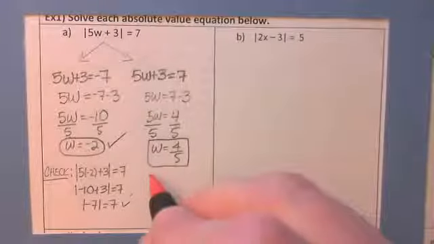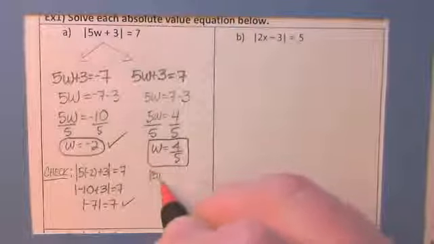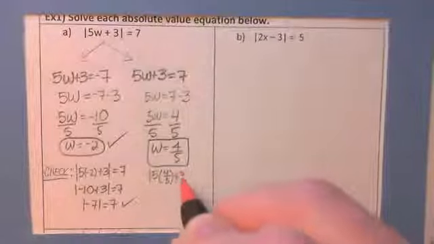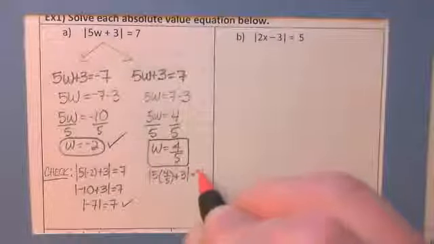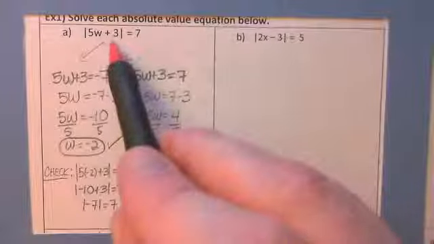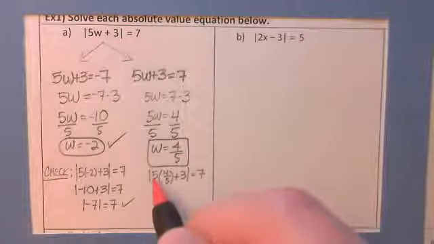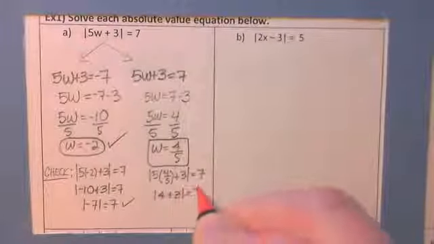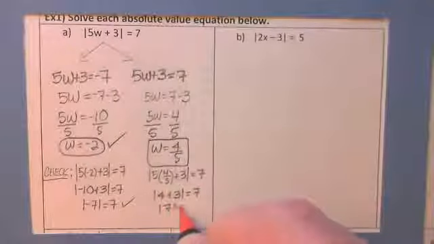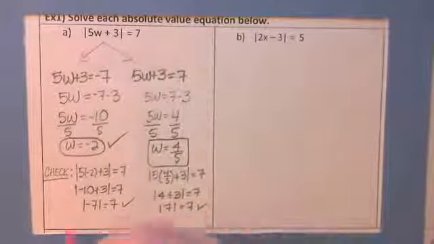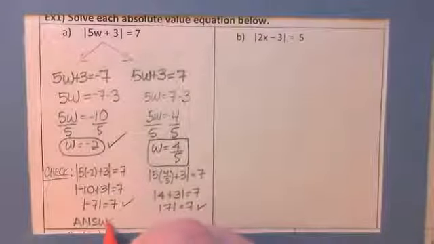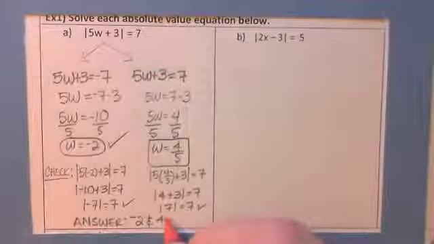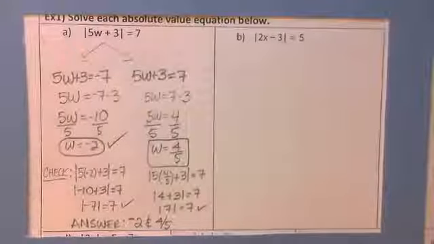Let's do the same thing with our other value. We're going to do 5 times the answer that we're checking, which is 4 over 5, plus 3. Is it equal to 7? I'm copying this, but instead of w, I'm plugging in the value that I found. So 5 times 4 over 5: 5 times 4 is 20, 20 divided by 5 is 4, and 4 plus 3 is 7. Is the absolute value of 7 equal to 7? Yes, it is. So that means my answer is negative 2 and 4/5. And that's my answer for this problem.